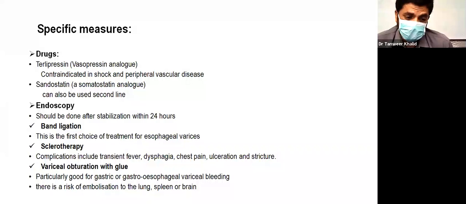The third option that we have in upper GI endoscopy is variceal obturation with glue. This procedure is normally called fundal varix obliteration. It is particularly good for gastric and gastroesophageal variceal bleeding. Band ligation was for esophageal varices, and fundal varix obliteration or variceal obturation with glue is for gastric varices. In this procedure, we inject a sclerosing agent into the gastric varices, and there is a risk of embolization to the lung, spleen, brain, or any vessel.